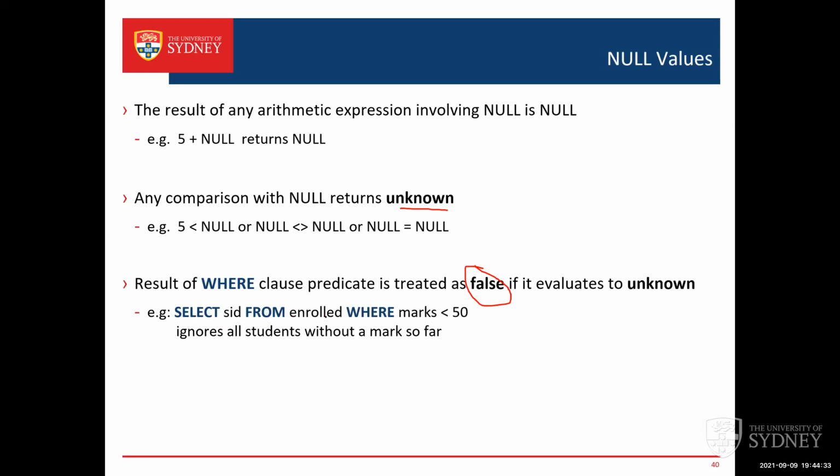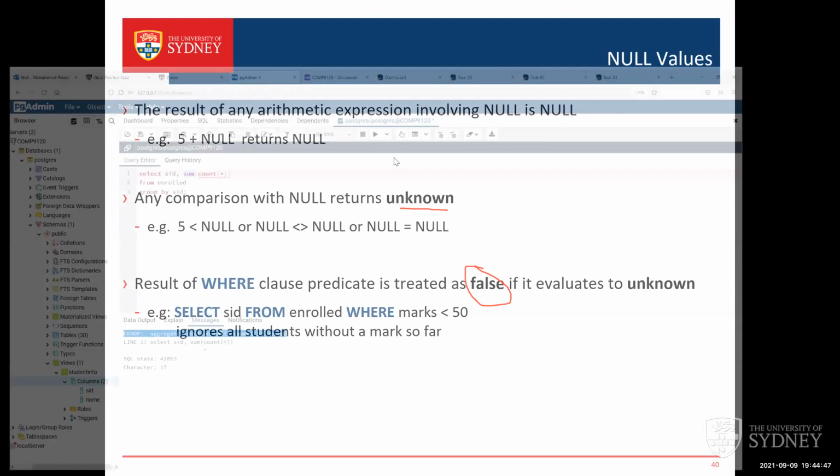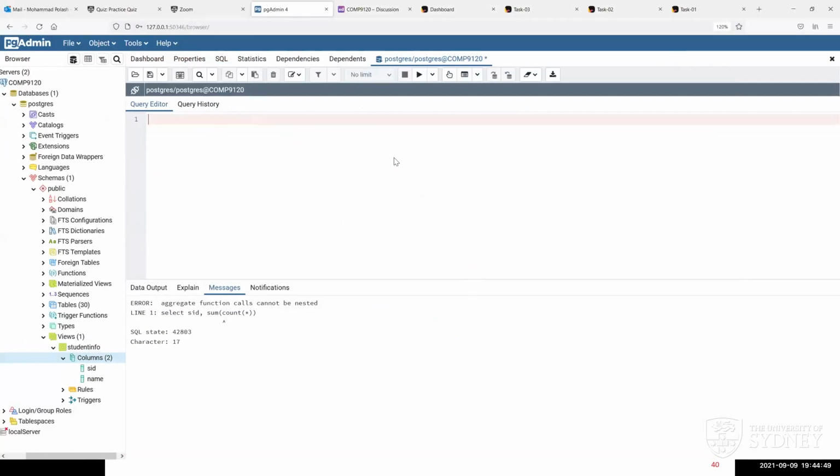Select SID from enrolled where marks is less than 50. If one student has marks which is null, that student will not be there. Let me show you this one, otherwise it might create some confusion.